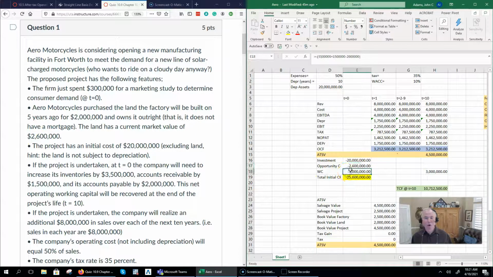And then we have a working capital investment. So anytime we start a new project, we're going to need some additional working capital. And the definition, you recall, of working capital is current assets less the current liability. So what do we have to invest in inventories and accounts receivable, and how much of that is offset by free financing from our vendors in the form of accounts payable?